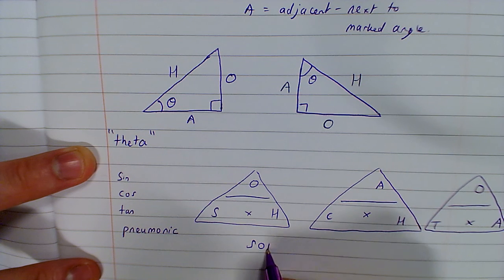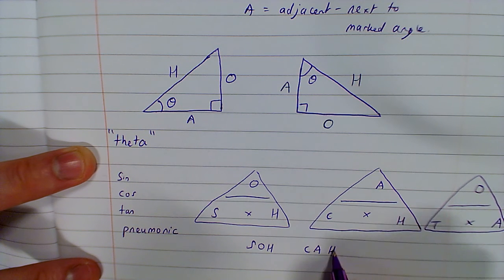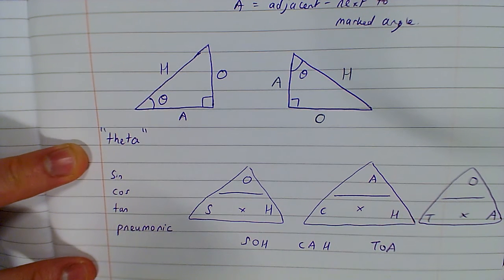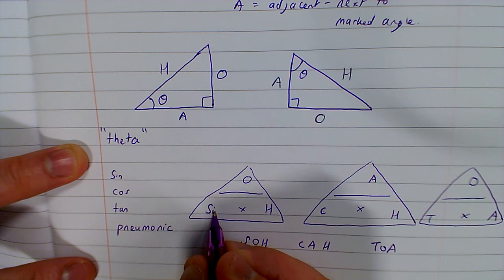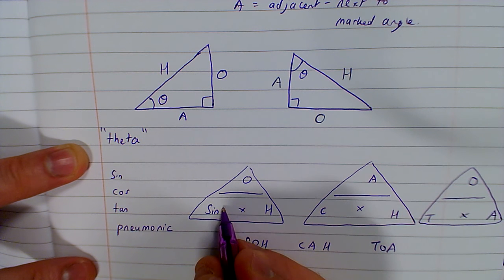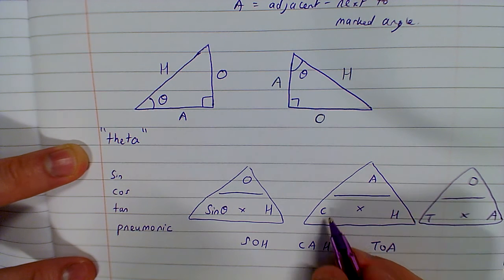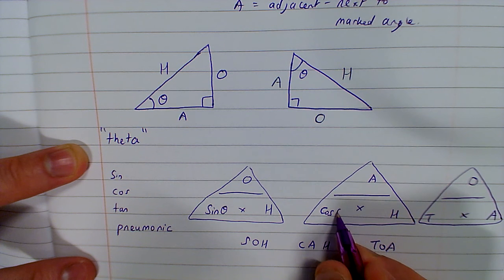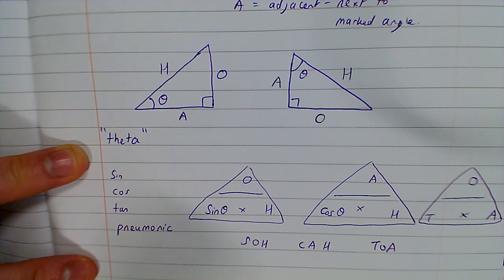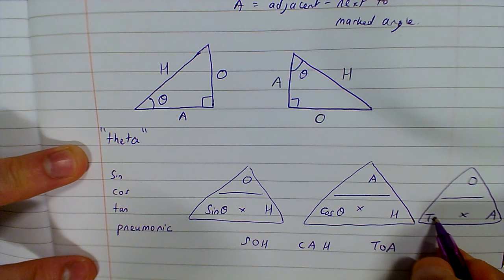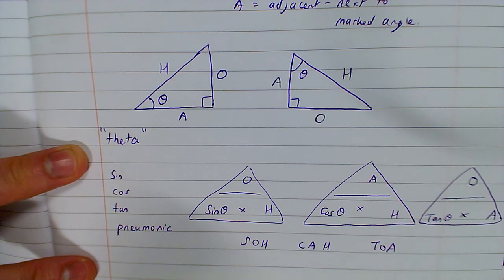Or SOH CAH TOA. Remember, S is short for sin, and you should always put the angle in there too, so sin theta. C is short for cos, so that's cos theta, and T is short for tan, so that's tan theta.